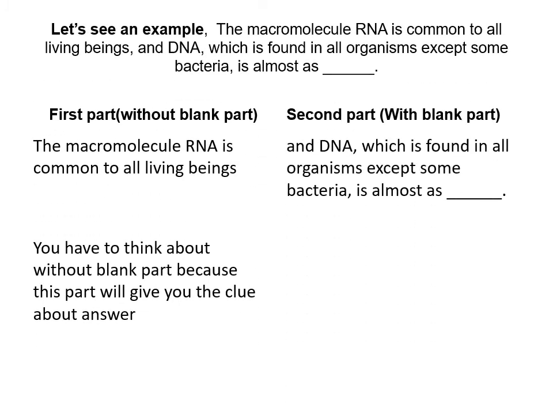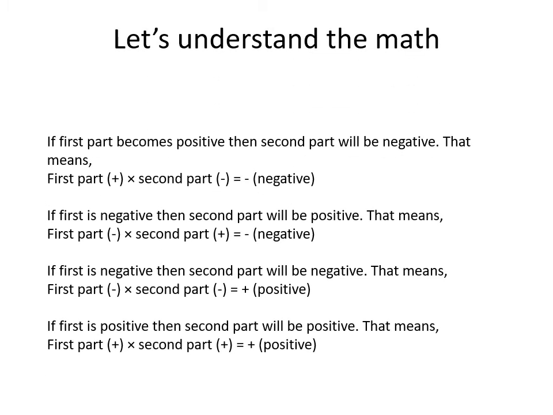Let's see an example. The macromolecule RNA is common to all living beings, and DNA, which is found in all organisms except some bacteria, is almost as dash. The first part, that means without blank part: The macromolecule RNA is common to all living beings. You have to think about the without blank part, because this part will give you the clue about the answer. Second part, that means with blank part: and DNA, which is found in all organisms except some bacteria, is almost as dash.